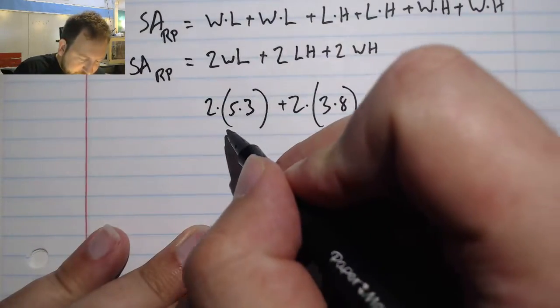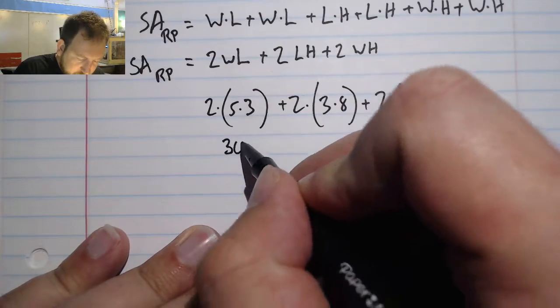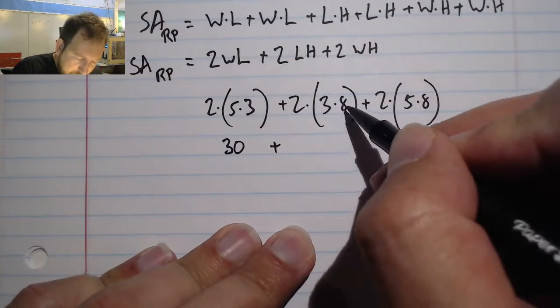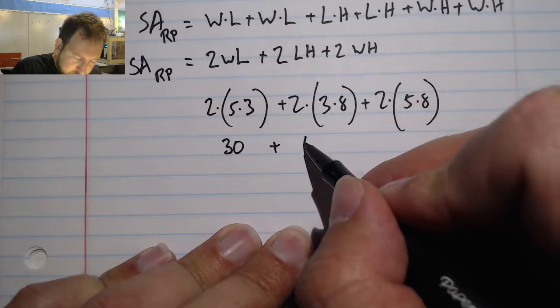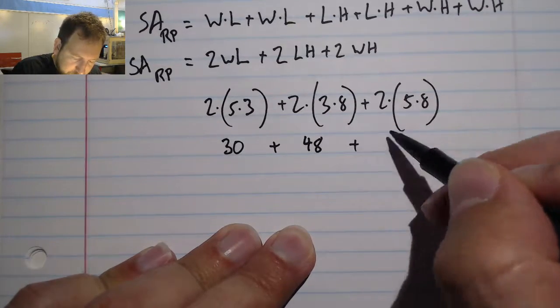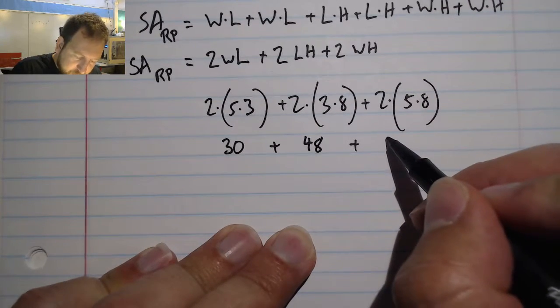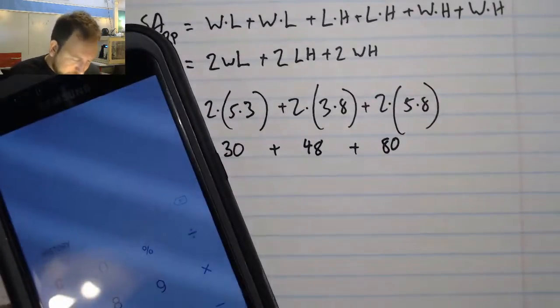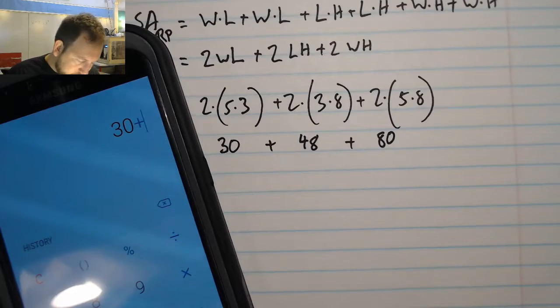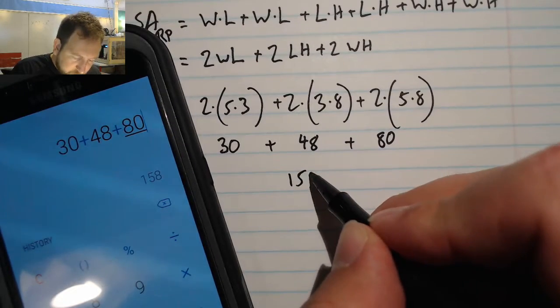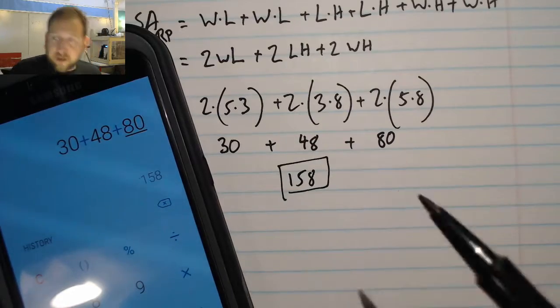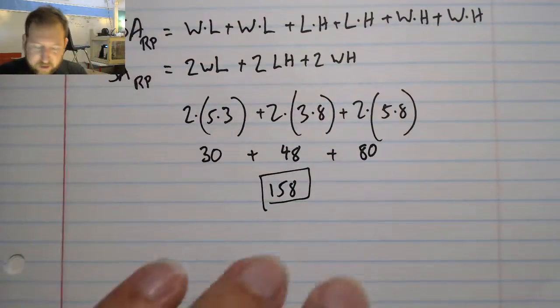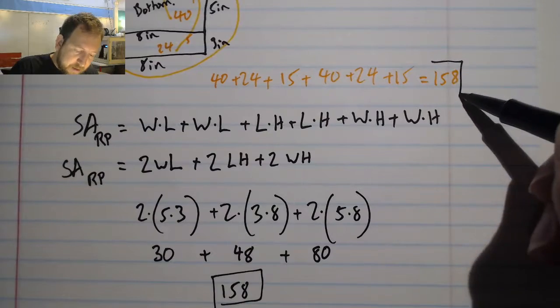I've got 15 times 2, which is 30. I have 24 times 2, which is 48. And I have 40 times 2, which is 80. Let's add those up: 30 plus 48 plus 80. And this equals 158. Good, that does match our long-handed way of going about it as well.